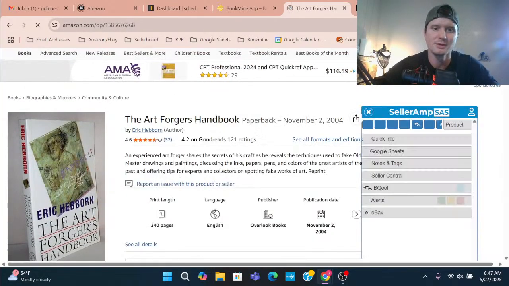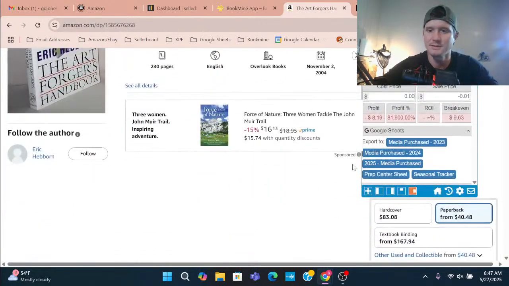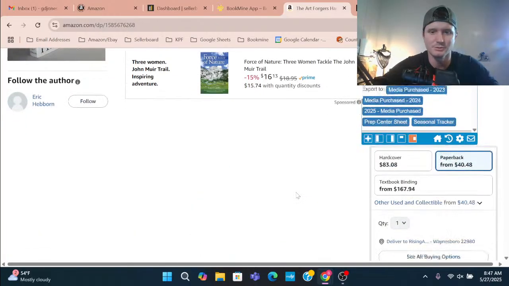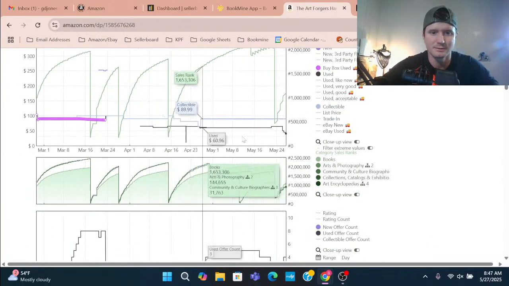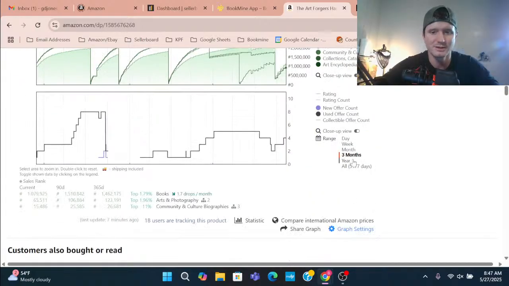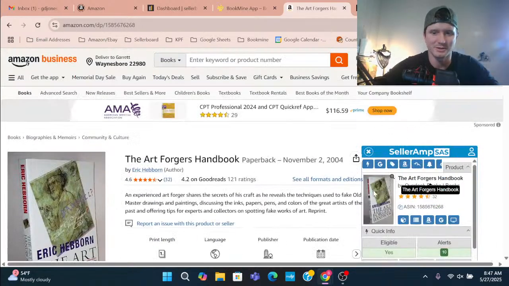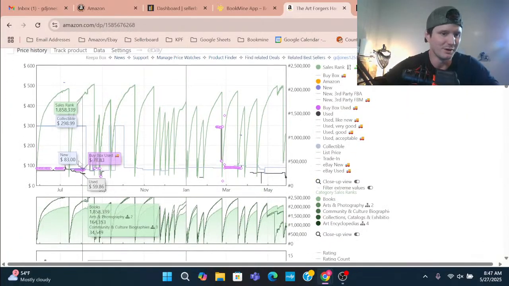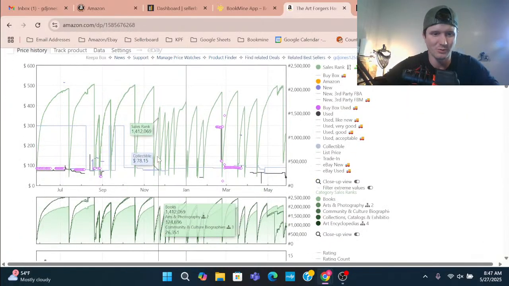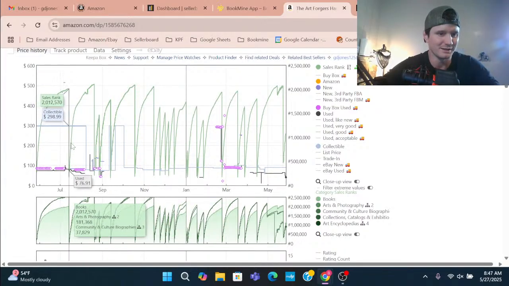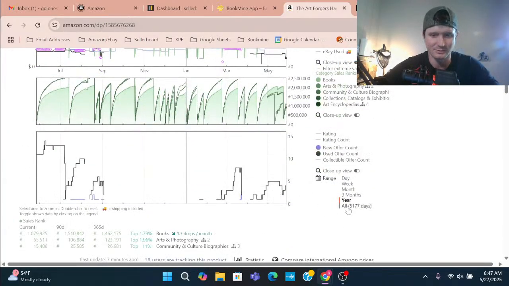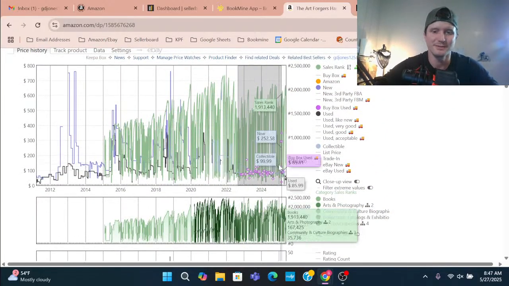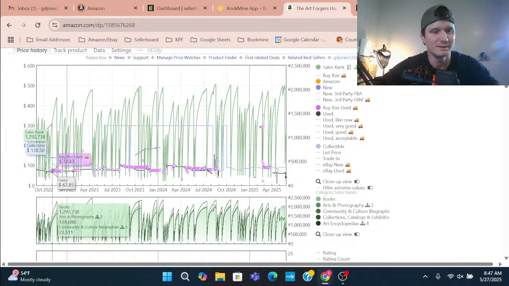The Art Forger's Handbook. I haven't seen this one before. Let's see. I am eligible. Let's see. We got 63. I try to wait and let SellerAmp load just to see if I'm eligible right off the bat because I want to know if I can sell the book before I analyze everything and then get excited about it. It's like I was saying earlier, it sucks whenever you analyze a perfect golden book and then you realize, oh, I can't sell this. That's why it's perfectly golden.